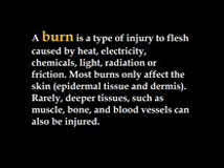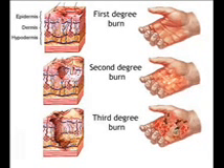Burn is a type of injury to flesh caused by heat, electricity, chemical, light, radiation, or friction. Most burns only affect the skin, epidermal tissue, and dermis. Rarely, deeper tissues such as muscle, bone, and blood vessel can also be injured. The three burn classifications of first-degree burn, second-degree burn, and third-degree burn will help to determine emergency care.